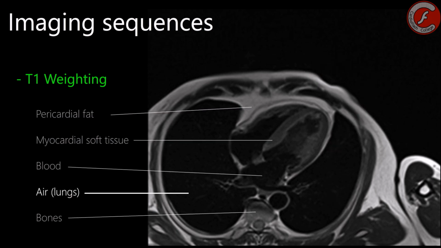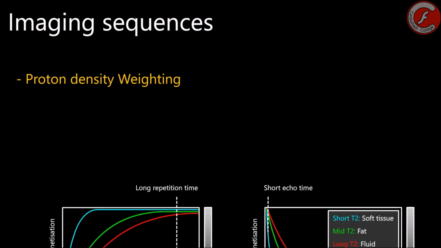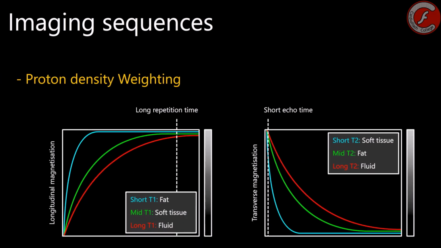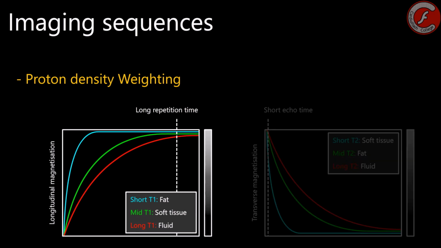And what about the air? Well, in this sequence, as in any other, the air is opaque because it does not have hydrogen atoms that resonate with the MRI. On the other hand, proton density weighted sequences use a long repetition time and a short echo time, so that tissues with a short T1 and a long T1 will be able to resonate in unison with the following radiofrequency pulse, not being able to establish differences between them.